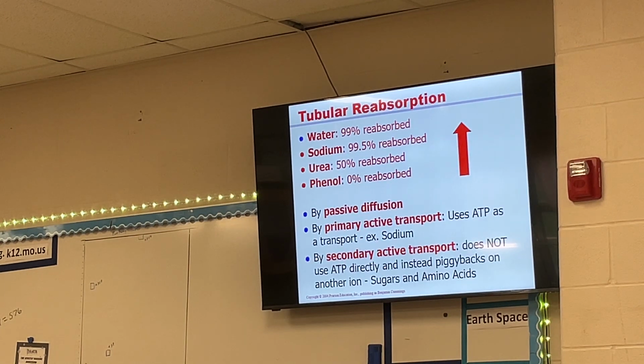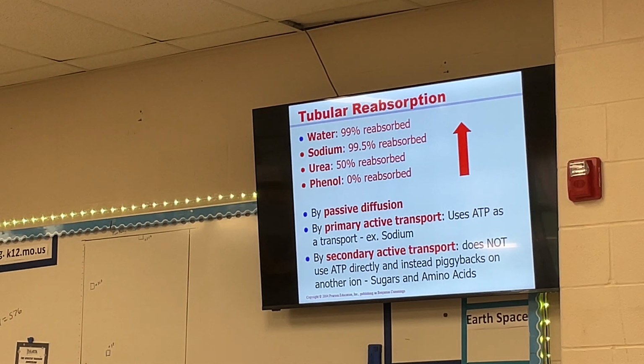Alright, so water, 99% is reabsorbed, and this is kind of in general. So remember that this is in the ducts itself after the glomerulus, after the Bowman's capsule, after we've squeezed everything out, because we squeeze out the good and the bad, and now our body's like, okay, we've got everything out, now let's take care of what we need and get everything we need back. So 99% of water is reabsorbed. And then about 99.5% of sodium or salt is reabsorbed. Urea, however, only about 50% of that is reabsorbed. And phenol, none of that is reabsorbed. Our body wants to get rid of the phenol.